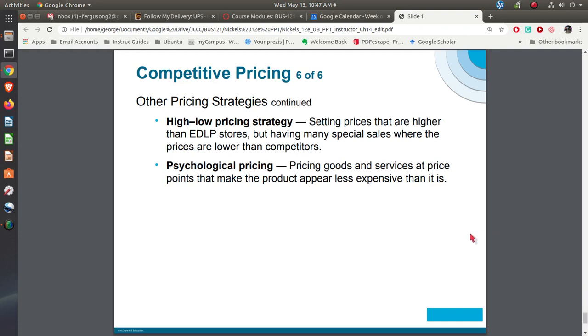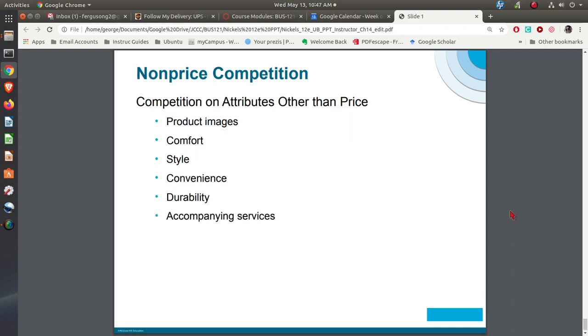You may also have what's called a high-low pricing strategy. In other words, your normal prices are higher than your competition's, but you run a lot of sales, and the sale prices are lower than the competitors. And then you have your psychological pricing. In other words, setting it at price points where it makes the product appear less expensive than it really is.